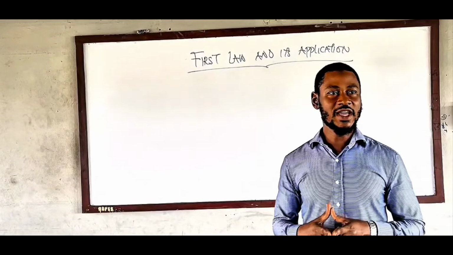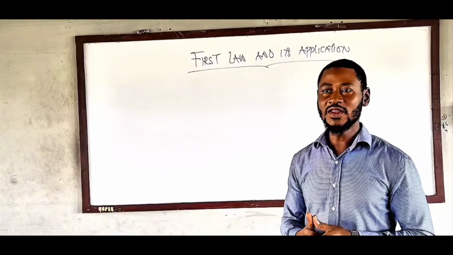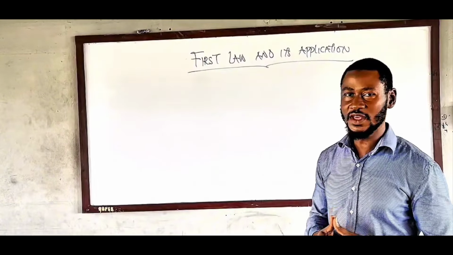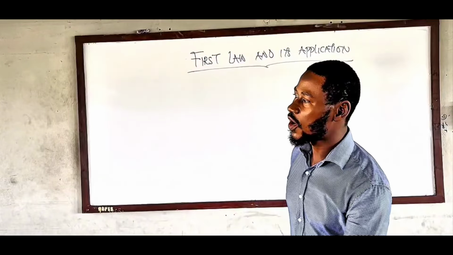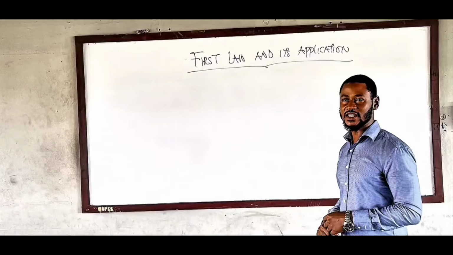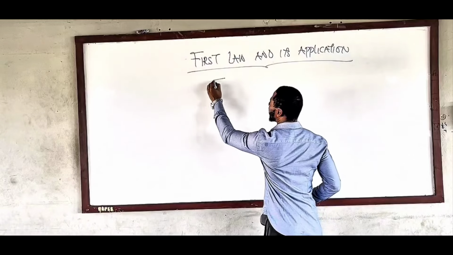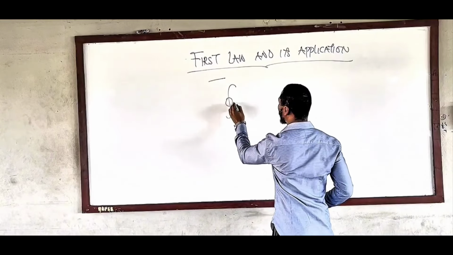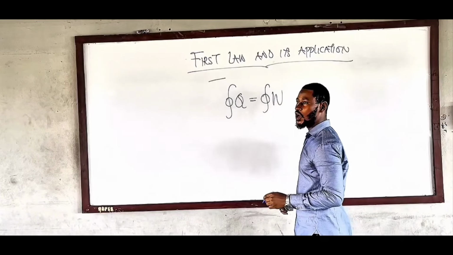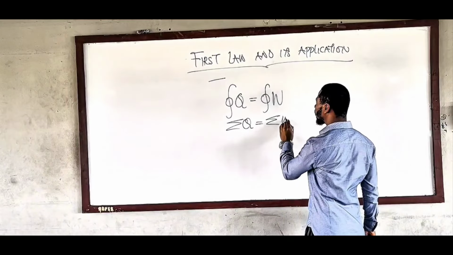The first law of thermodynamics states that whenever a system undergoes a cyclic change, however complex the system is, the algebraic sum of the heat transfer is the same thing as the algebraic sum of the work transfer. The mathematical expression of what I have just said is this. The algebraic sum of heat transfer is equivalent to the algebraic sum of the work transfer, which is the same thing as summation of Q equals summation of W.